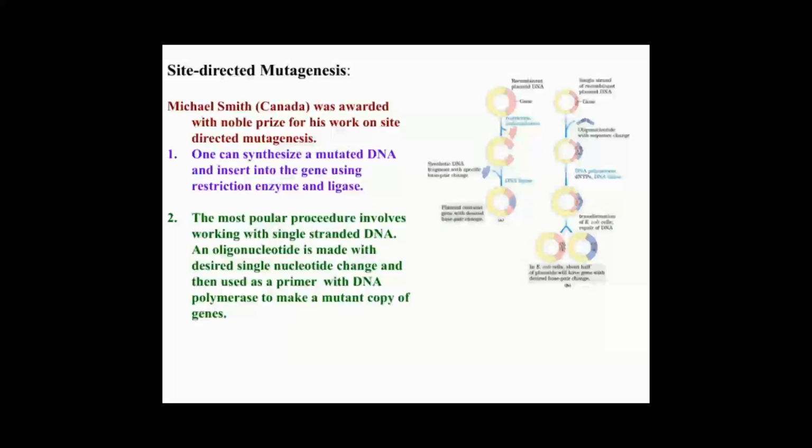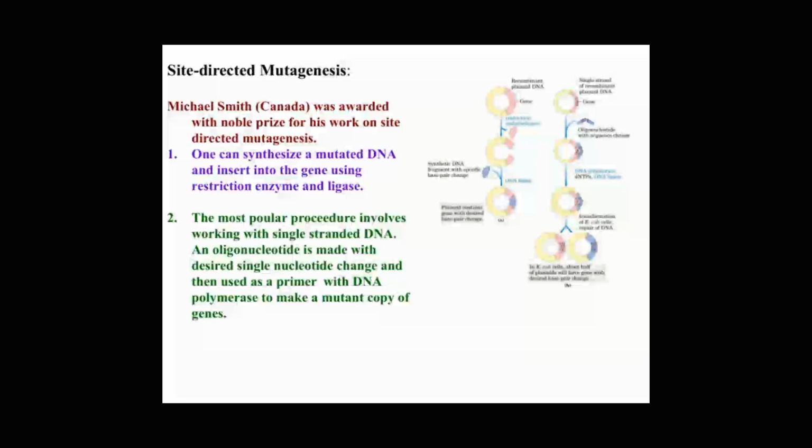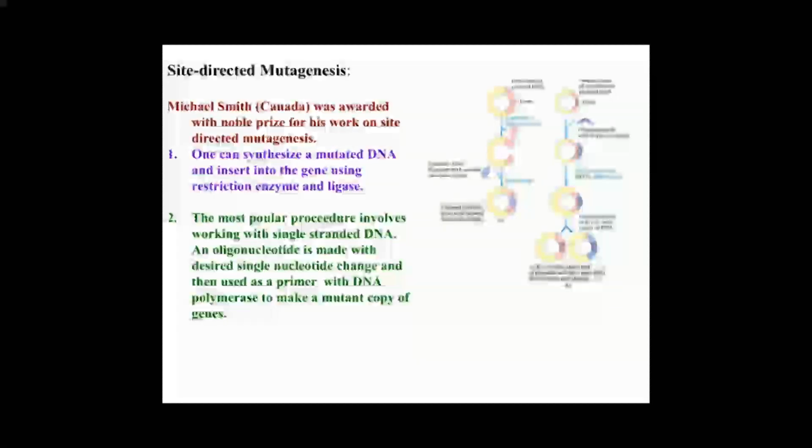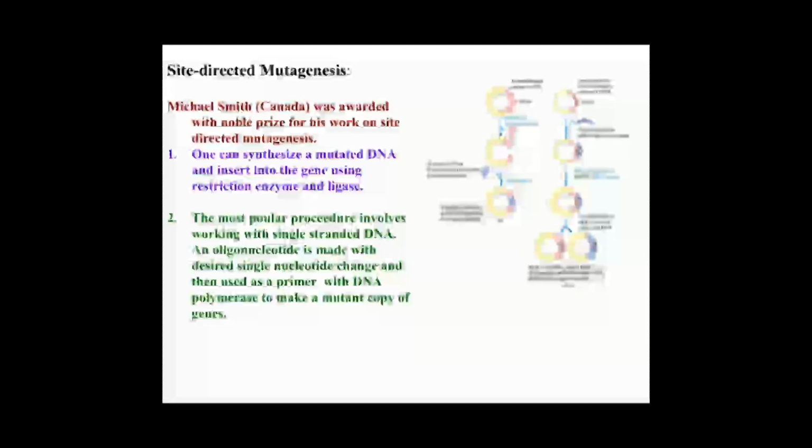Here's how it works. We create an oligonucleotide, basically a short piece of single-stranded DNA, that contains the desired mutation, a single nucleotide change. We then use this oligonucleotide as a primer in a DNA polymerase reaction to produce a mutant copy of the gene. This approach is especially valuable because it allows us to make very precise, targeted changes, which is crucial for studying gene function or developing new therapies. It connects directly to our overall theme of genetic manipulation, showing how we can engineer DNA with incredible specificity.